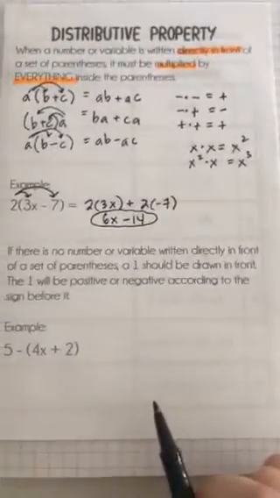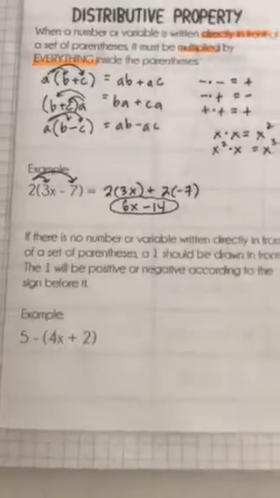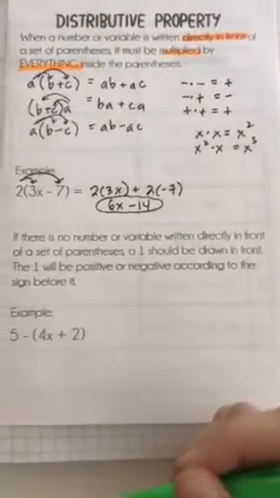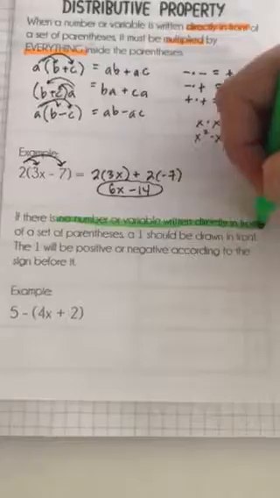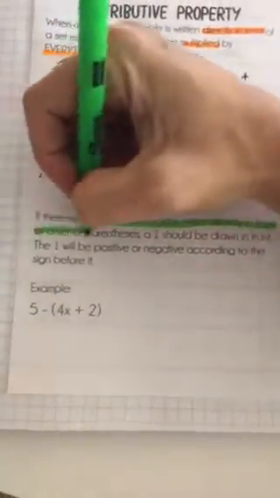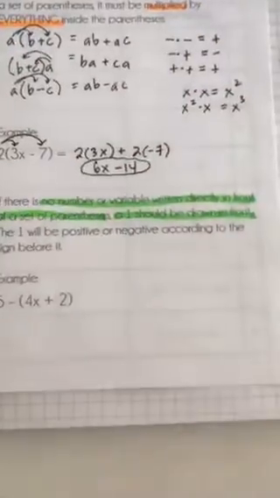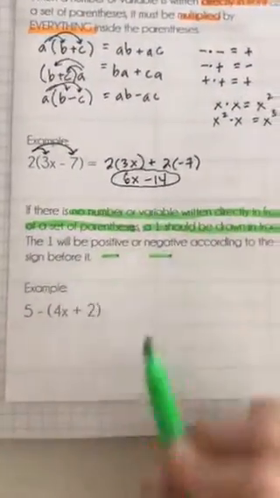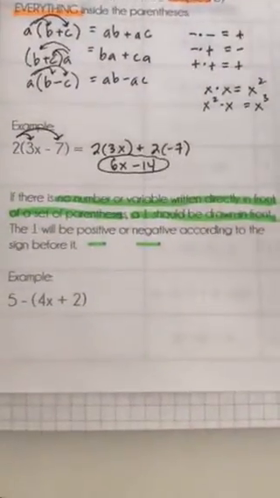Last thing on here is something I've got written, which is an important thing to note. This is where we see a lot of those mistakes. So if there is no number or variable, I'm going to highlight this, no number or variable written directly in front of a set of parentheses, a 1 should be drawn in front, okay? The 1 is going to be either positive or negative. We're looking at the sign in front of the parentheses.